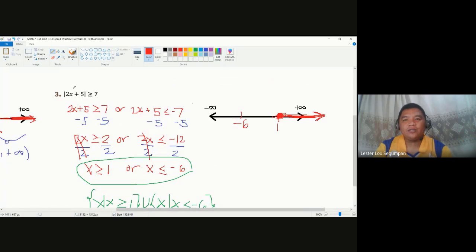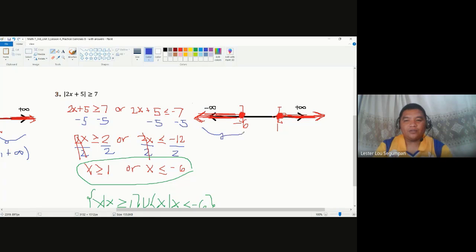Negative 6 times 2 is negative 12. Plus 5 is negative 7. Absolute value of negative 7, though it's not greater than 7, but it's equal to positive 7. That would mean negative 6 is also included. It goes to the left as indicated here. And then we have arrowheads. To complete that, bracket and bracket here. That's it already for our graph.